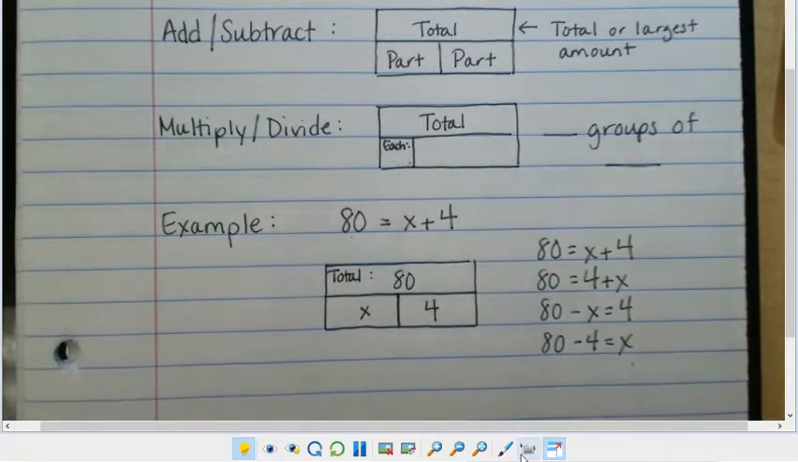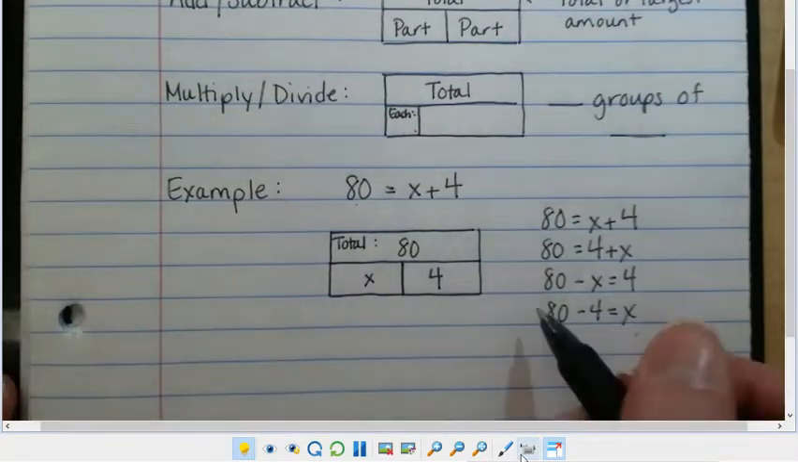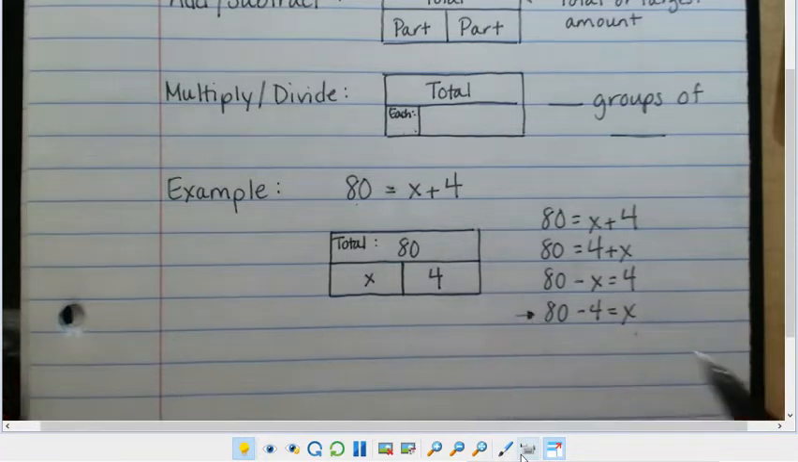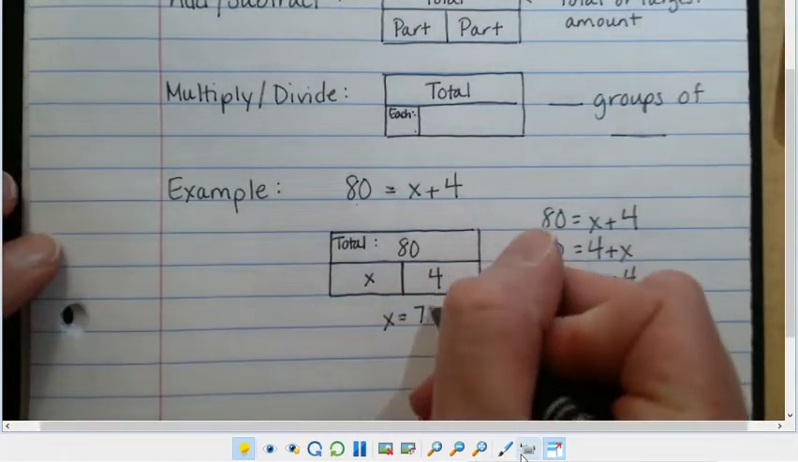So now I just have to figure out what my value is for x. We've done this before. It even sets one of the equations up really nicely for you to figure out what 80 minus 4 is. So in this case, x equals 76.